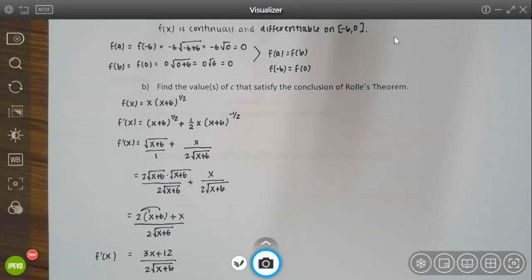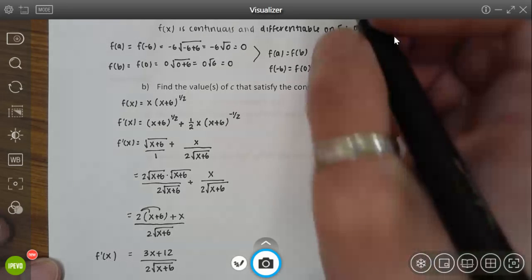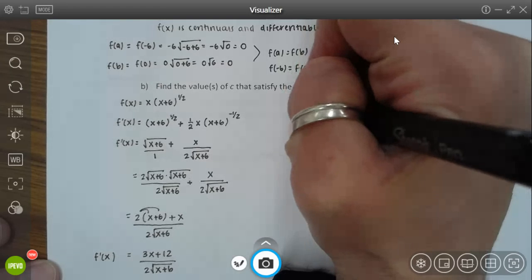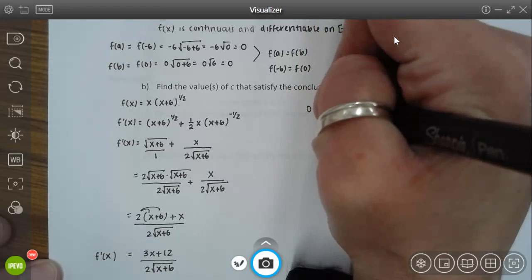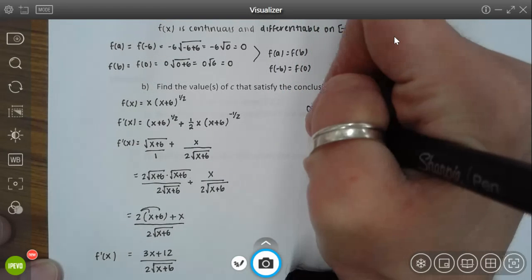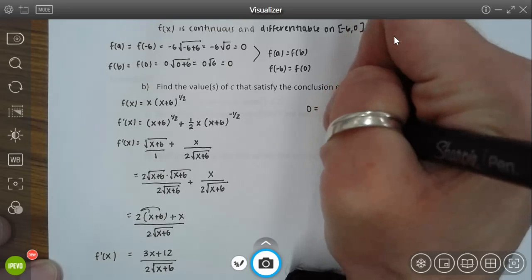So basically I want to know, where is the tangent line 0? Where is the slope of my tangent line 0? So I want to take this derivative and set it equal to 0. So 0 is going to be equal to 3x plus 12 over 2 times the square root of x plus 6.